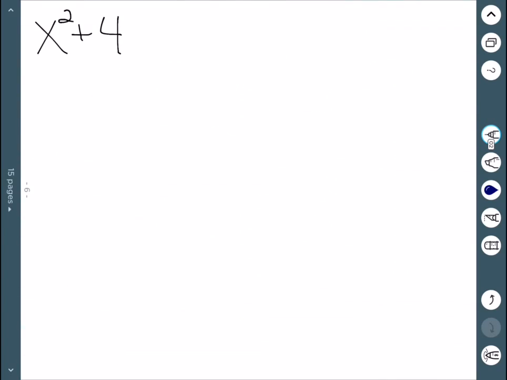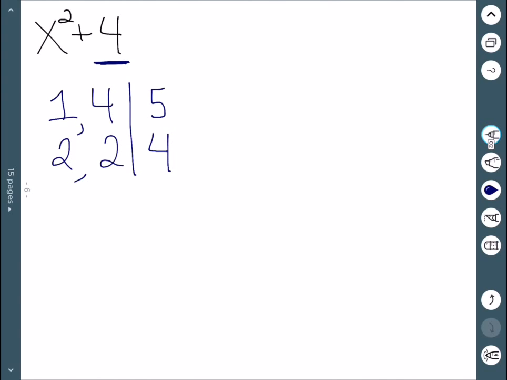We'll now look at x squared plus 4. So we need numbers that multiply to be 4, which could be 1 and 4, or 2 and 2. You'll notice there's no x term, which means we need things that add to be 0. And that's impossible here. So we can say that this one's prime, since there's no number that multiplies to be 4 and adds to be 0.